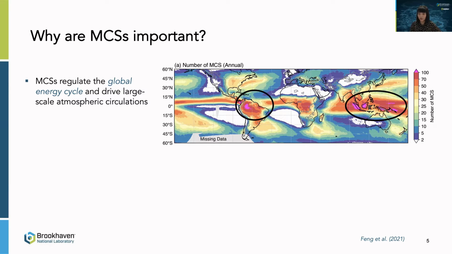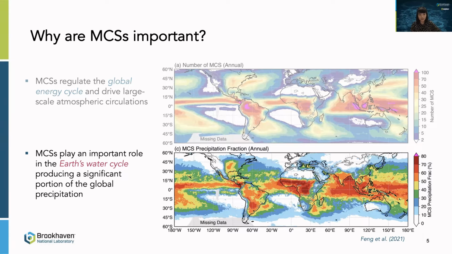And there are a few MCS hotspots here, in the tropical warm pool, and the other one in the Amazon basin. These Amazonian MCSs will be one of the targets of this talk. And these systems release a large amount of latent heat and power the rest of the globe.